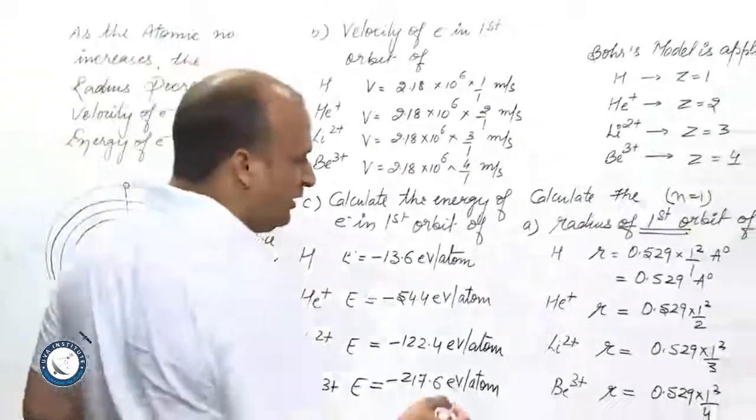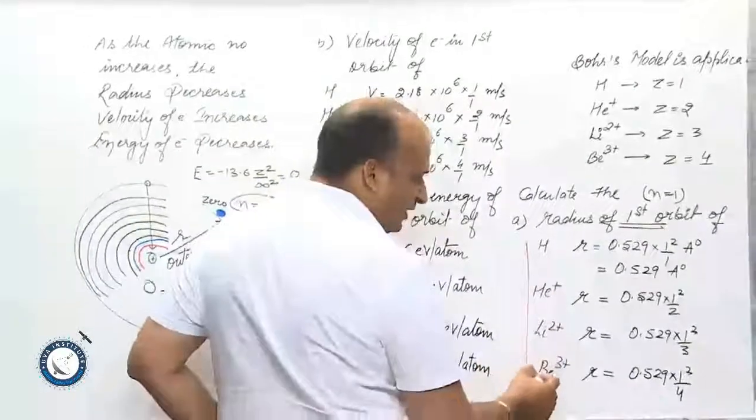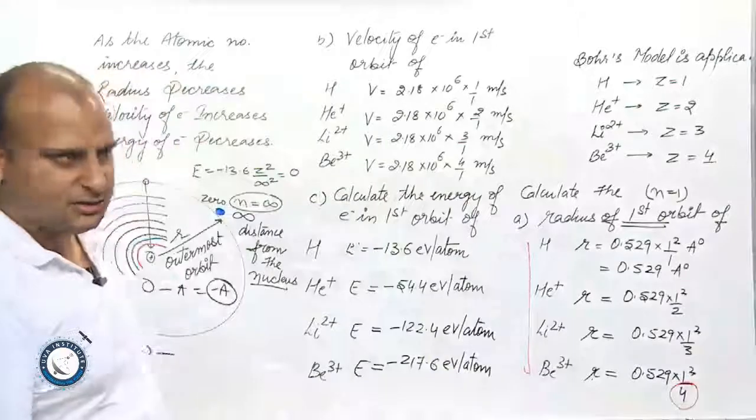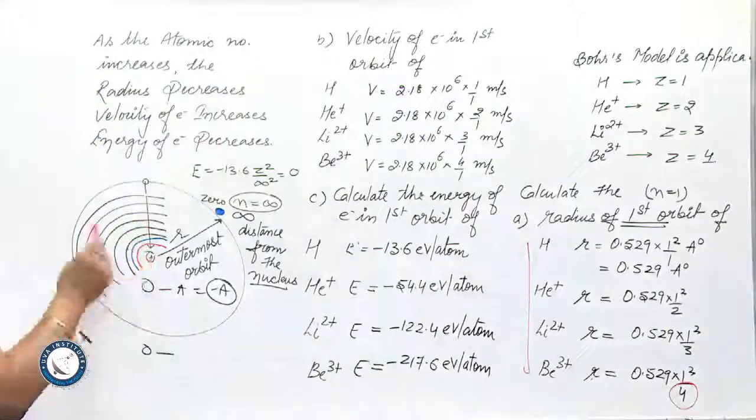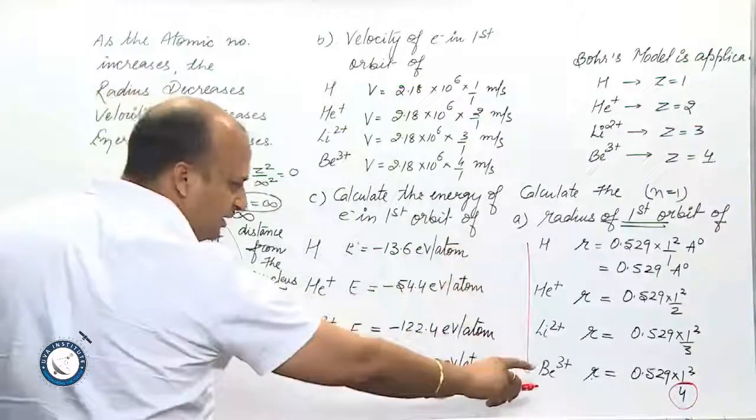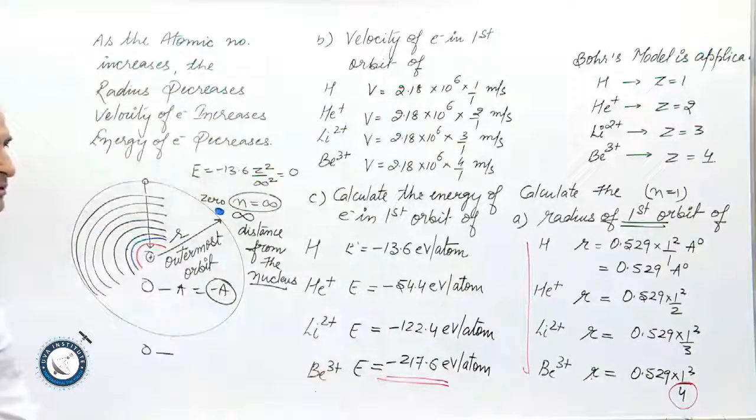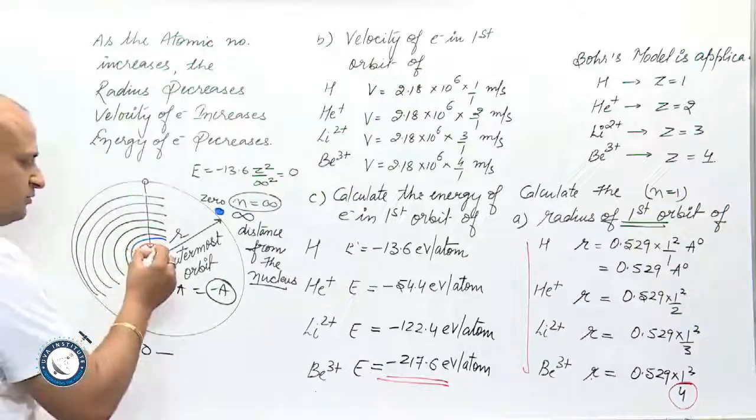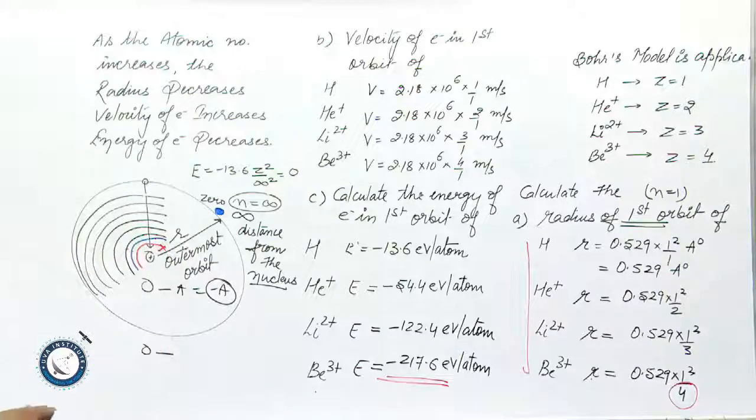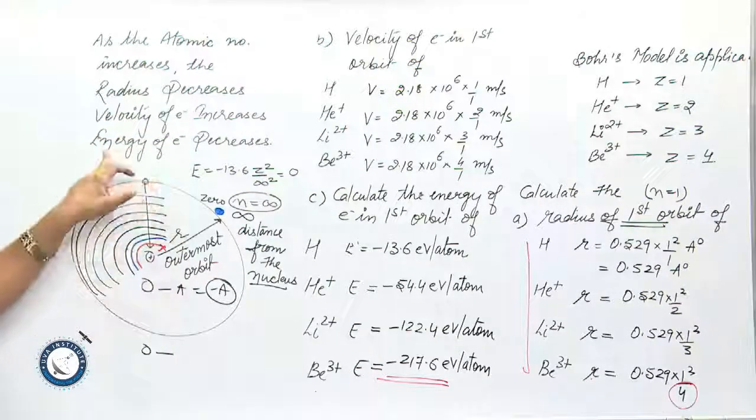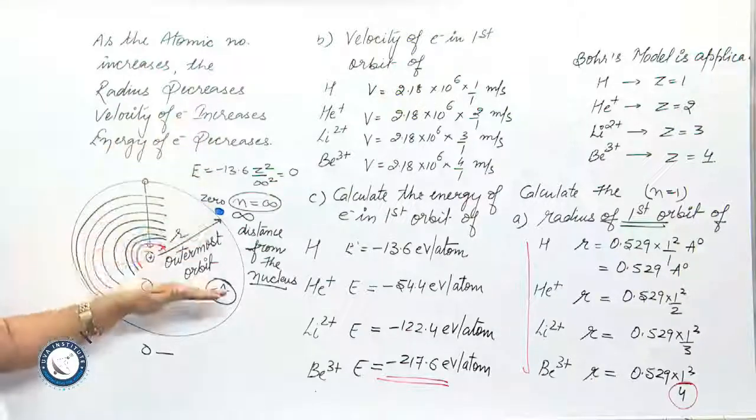So what you can see over here, when you are moving towards beryllium, the radius is decreasing. Means you are coming closer to the nucleus. So when the radius is decreasing, the energy is also decreasing, because this will have the least energy as compared to the blue, as compared to the black. That is why when the electron is falling towards the nucleus, the energy is decreasing.